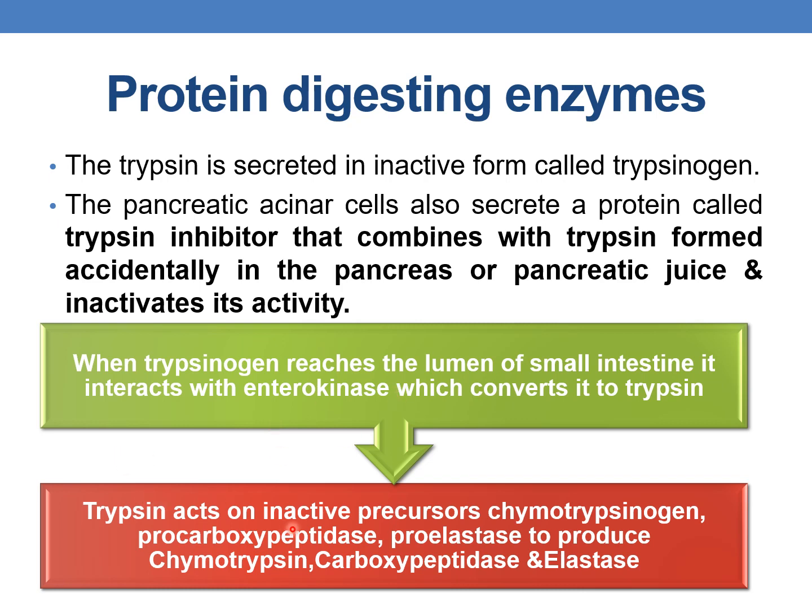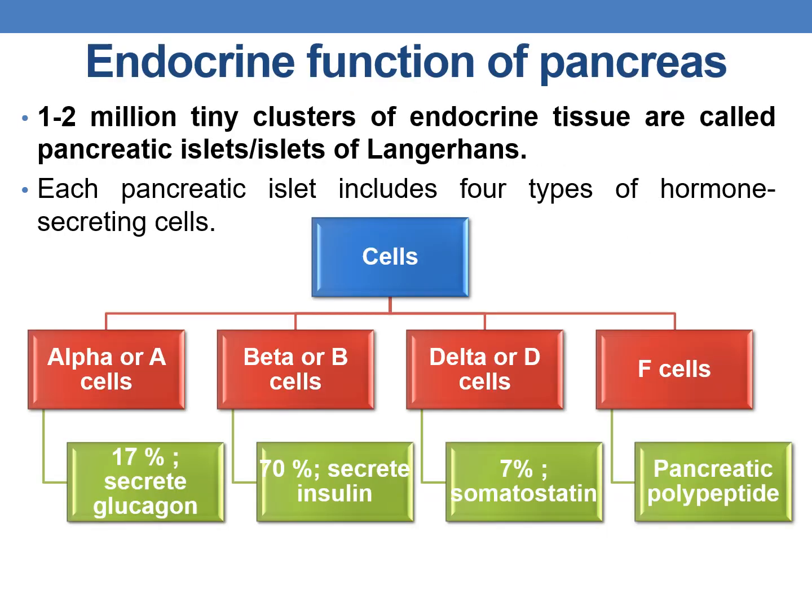And this trypsin acts on the inactive precursors, chymotrypsinogen, procarboxypeptidase and proelastase. Here you can see the name pro is added before the enzyme. Procarboxypeptidase and proelastase produce chymotrypsin, carboxypeptidase and elastase.